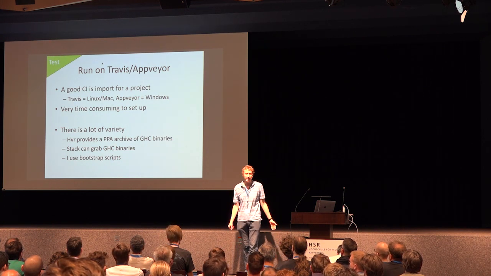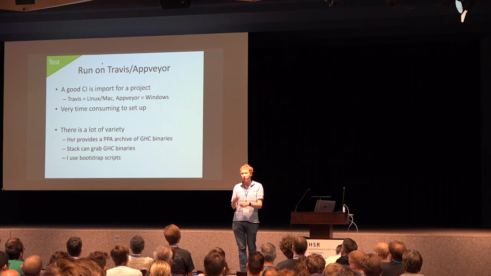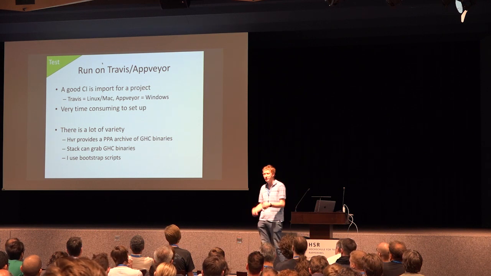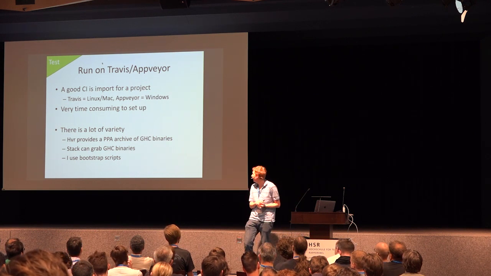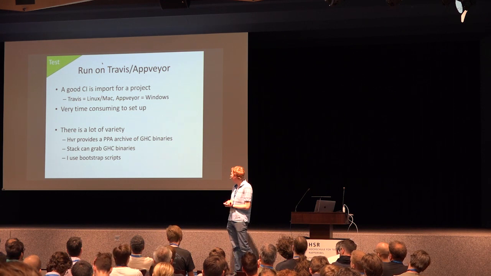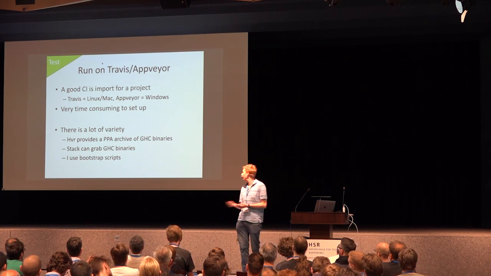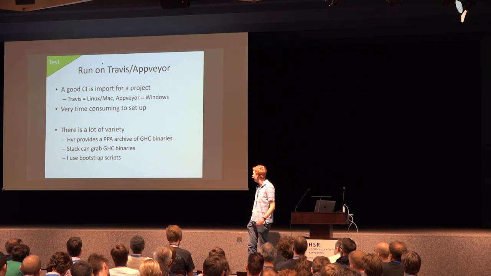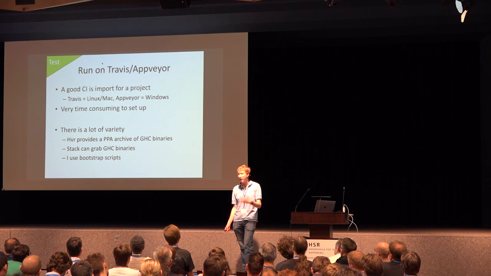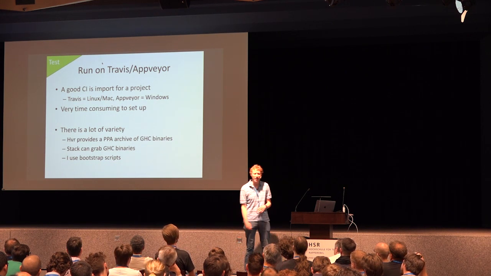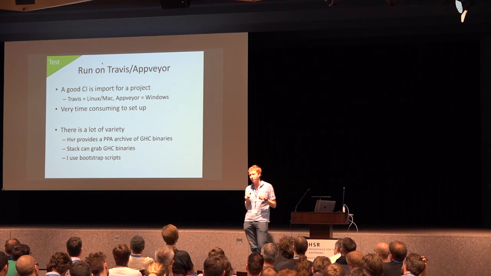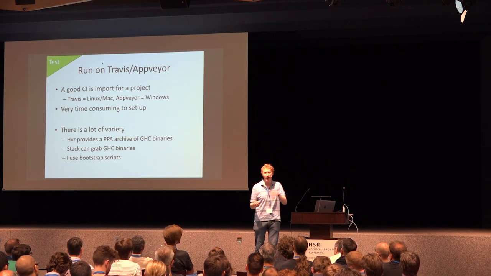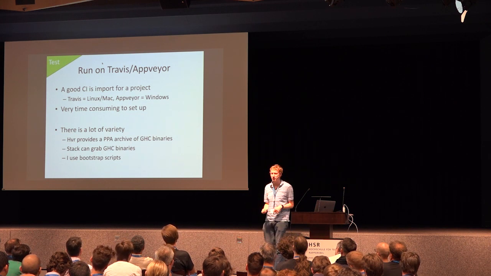They're very time-consuming to set up, because you basically have to find your way in the dark, add a few configuration options, wait till it works. So doing this for a maintainer would be greatly appreciated. There's also a lot of variety. Herbert provides a PPA archive of the GHC binaries that I use on Travis. You can use Stack. I use Stack on AppVeyor. And because these things are painful to set up, I have them set up centrally for all my projects, and then have bootstrap scripts to get them started.